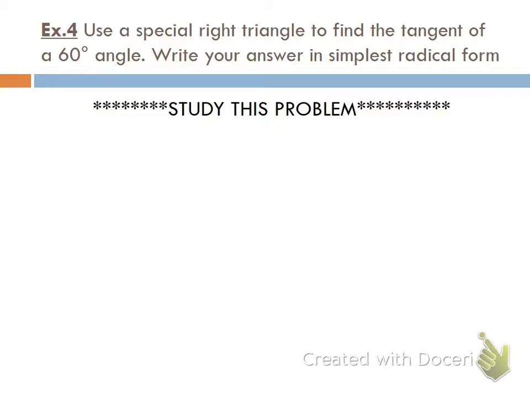Use a special right triangle to find the tangent of a 60-degree angle. Write your answer in simplest radical form. For this problem, you will not need a calculator. Okay, so let's just set up a special right triangle. If we are trying to find a 60-degree angle, then this triangle better be what type? Don't make it hard. A 30, 60, 90. We don't want a 45, 45, 90 if we're trying to find the measure of a 60-degree angle.